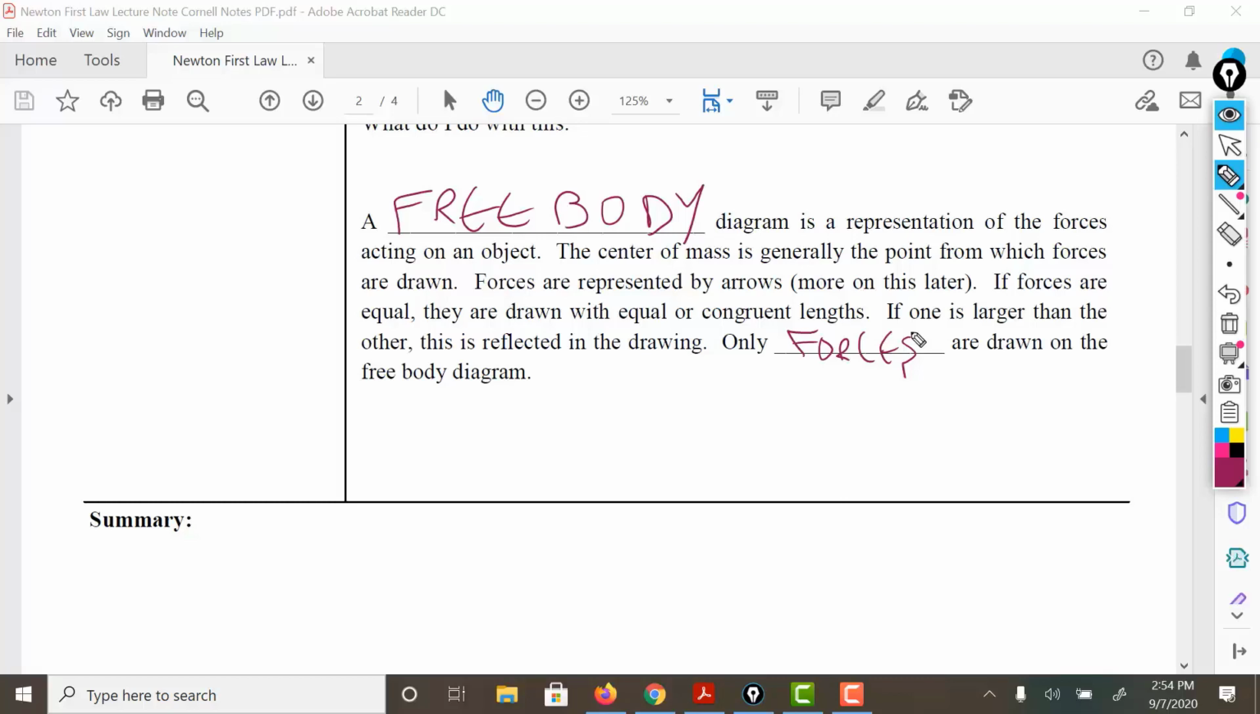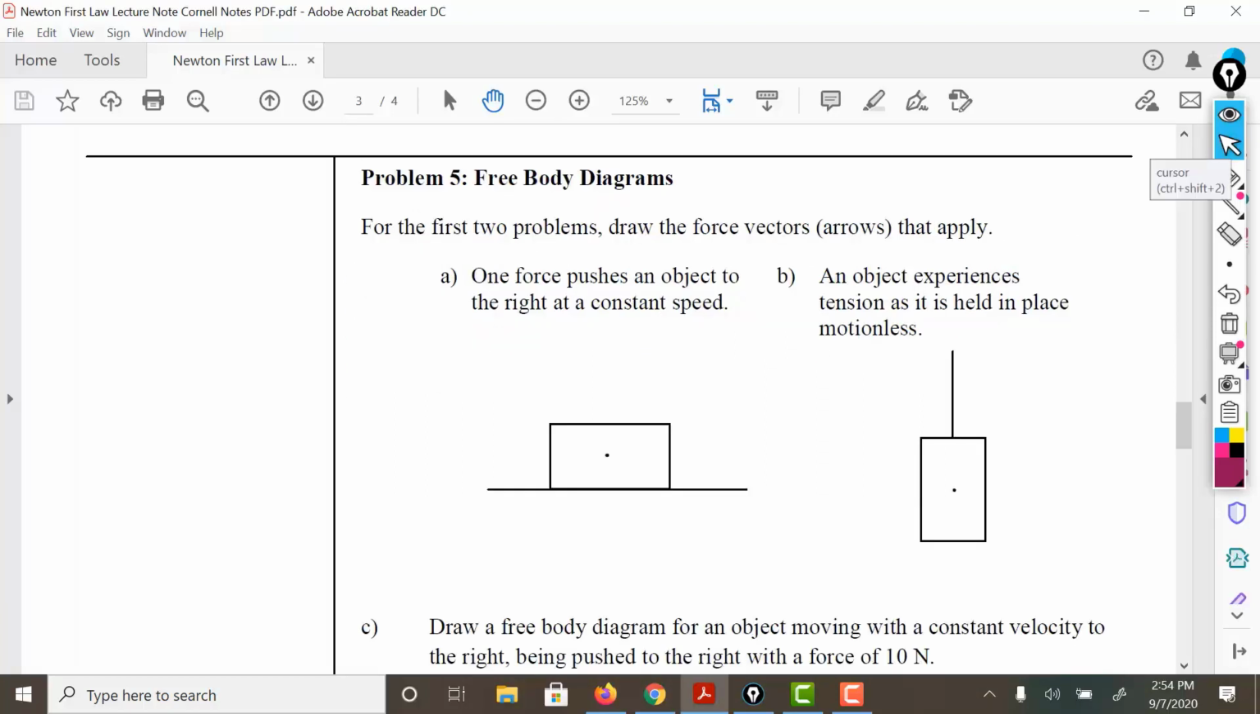For the summary, in problem 4, is this a formula to plug things in? Take a moment to explain. Free body diagrams. Let's go ahead and show you what this means. One force pushes an object to the right at a constant speed. Constant speed means that this is equal. This is first law. This is equilibrium.